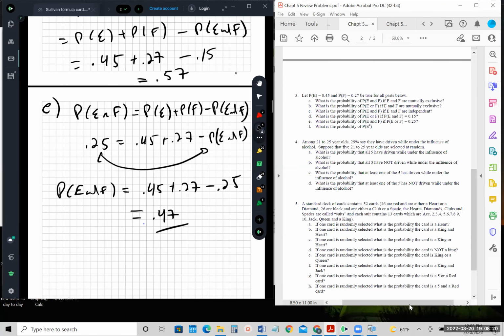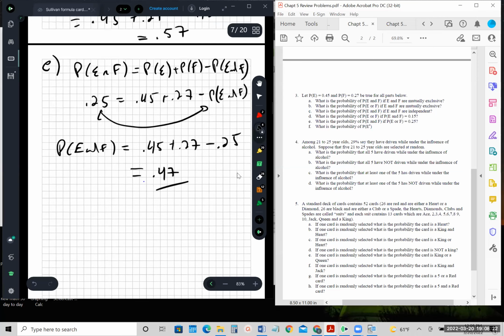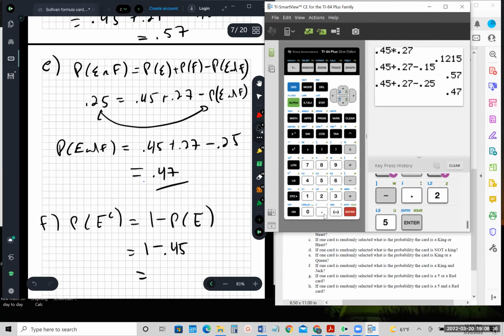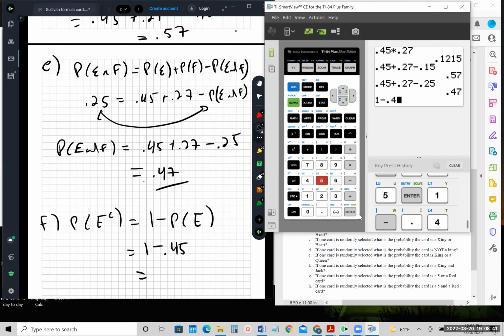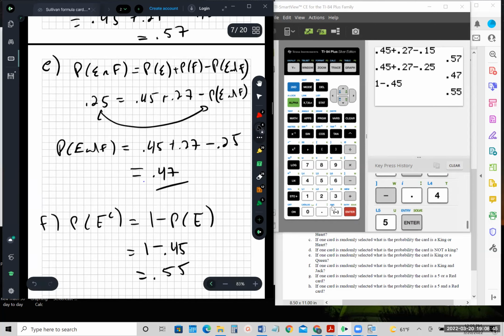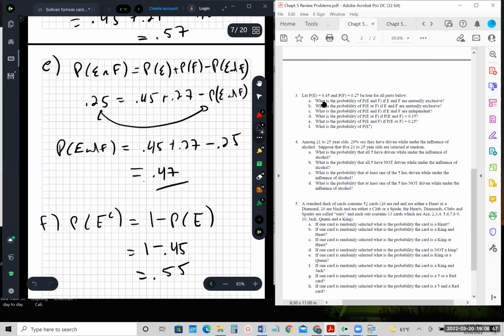And then we have one more part. What is the probability of E complement? So when you want the probability of E with the little c, that's the same as 1 minus the probability of E. And remember, the probability of E is 0.45, so this will be 1 minus 0.45. And again, you can either do that in your head or you can just use your calculator. And so we get 0.55. And there you go. So that would be question 3.